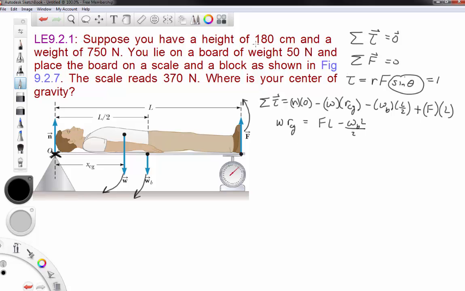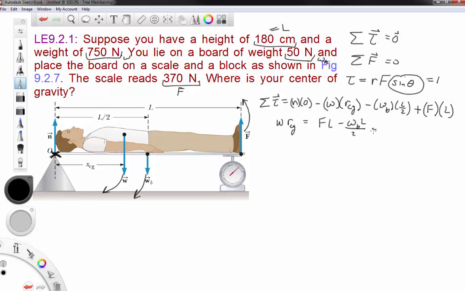Looking up here, we're given that the height is 180 centimeters, so this is the length. This right here is the weight of the board. This right here is the actual weight of the guy, and this right here is F. So we can solve the equation with just this information that's been given without having to do anything further.